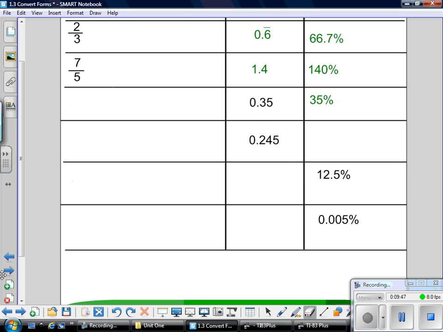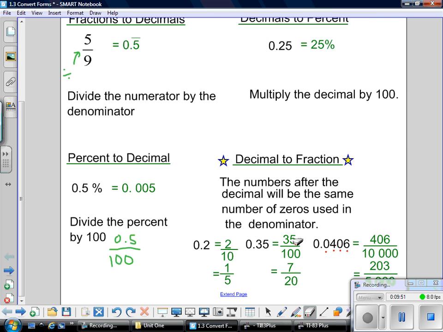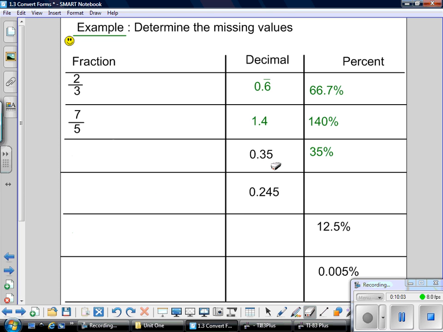Or I could take, like we looked at in our last examples with the star, I could take 35 and put it over 100. Oh, I just said the same thing as if it was a percent. So you can do it this way as well. You'll get the same answer no matter which way you do it, if you've done it mathematically correct.